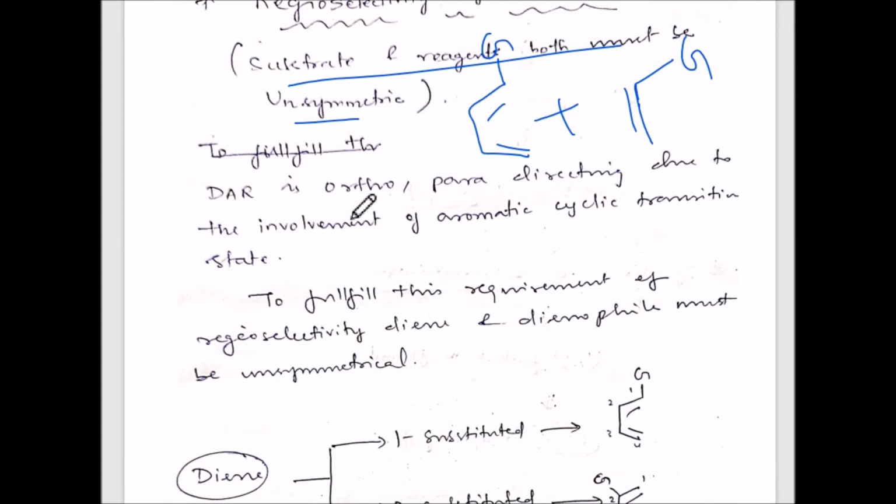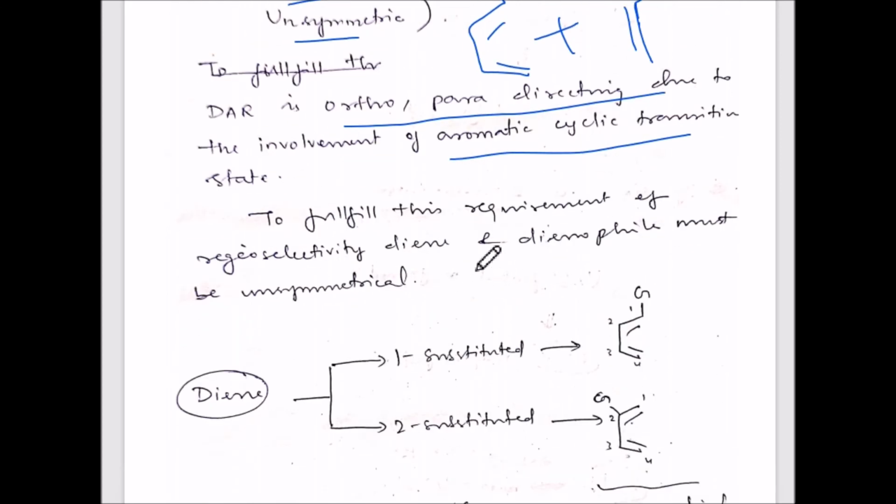In the Diels Alder reaction you will notice that it is ortho and para directing due to the involvement of an aromatic cyclic transition state. So it will involve aromatic cyclic transition states. So ortho and para directing, it can be like that also, ortho para products. So to fulfill this requirement, the diene and dienophile must be unsymmetrical for regioselectivity.